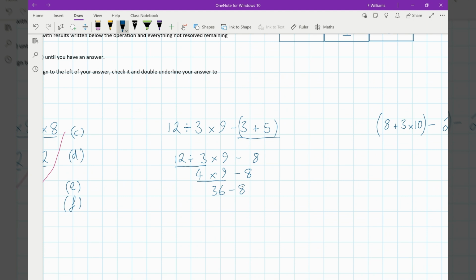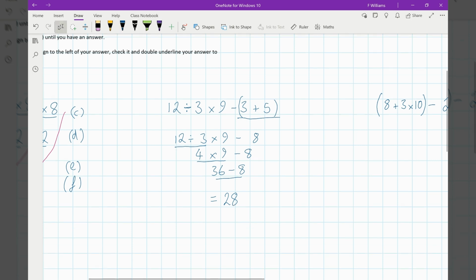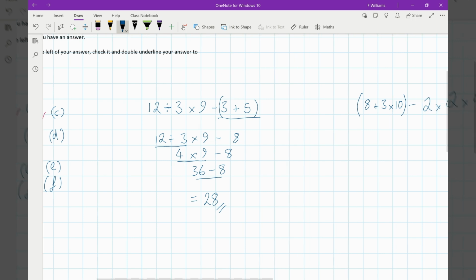So now I have one thing to resolve, so I know I'm going to write my answer afterwards. 36 take away 8 gives me 28. And I can check my answer, so I can think, did I do 3 plus 5 correctly? Yes, it's 8. Is everything else there? Yes. Then I did 12 divided by 3, that is 4. And then I did multiplying by 9, 36. Yes, and then 36 take away 8, 28. So that's me checking through my answer before I'm happy with it and double underlining my answer.